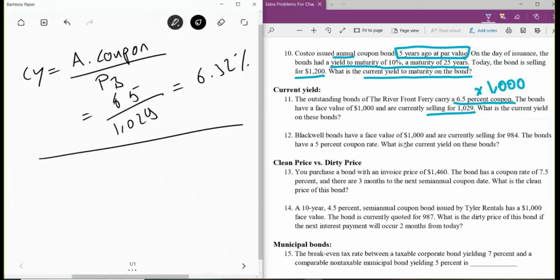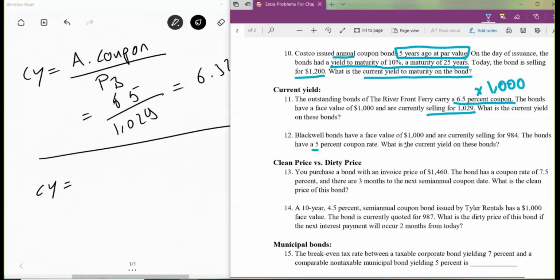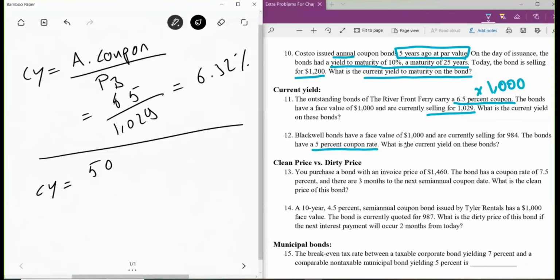So the answer, 6.32%. Number 12 is very similar. I also need to find the current yield. So it's the annual coupon divided by the price. I have a 5% coupon rate. So the annual coupon is 50. The price is 984. So the current yield is equal to 5.08%.